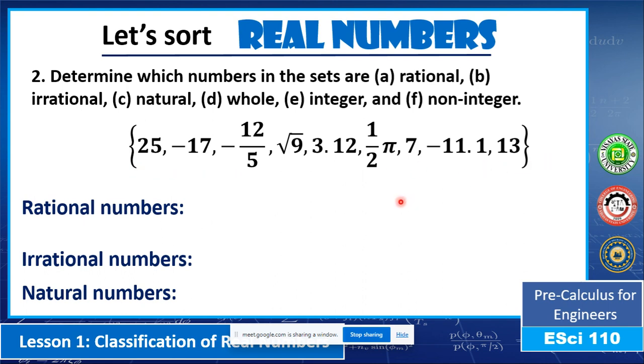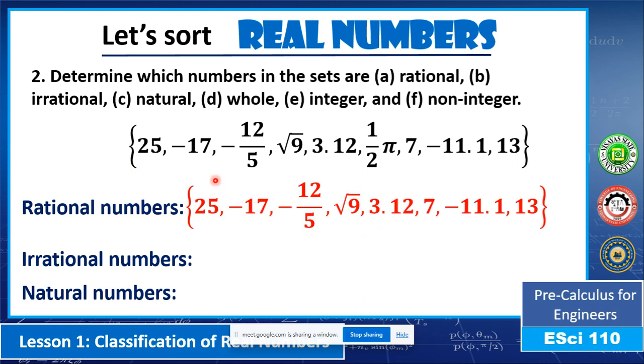So for the rational numbers, of course, the first one, 25, is a rational number. We can write this as 25 over 1. How about negative 17? Of course, this is a negative integer, which is part of the rational numbers. How about negative 12 over 5? Of course, because this is a ratio of two integers. One is positive, one is negative.